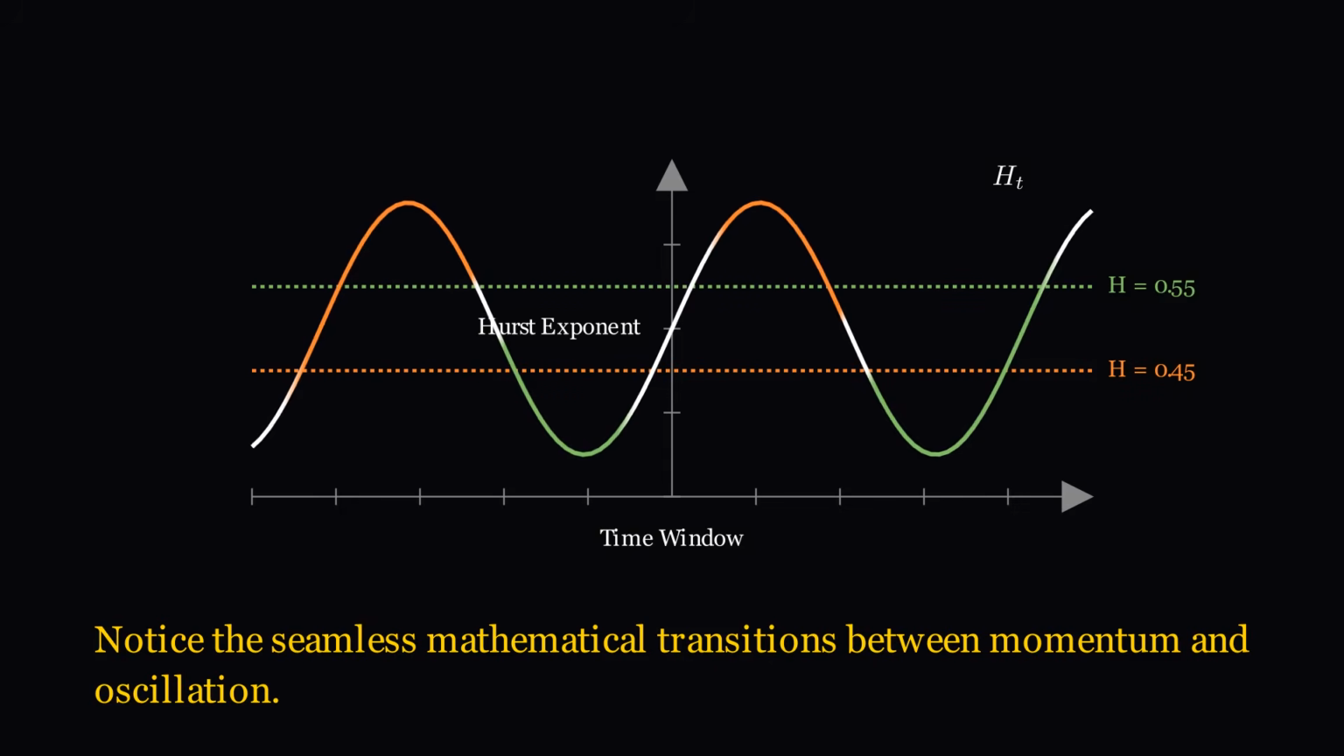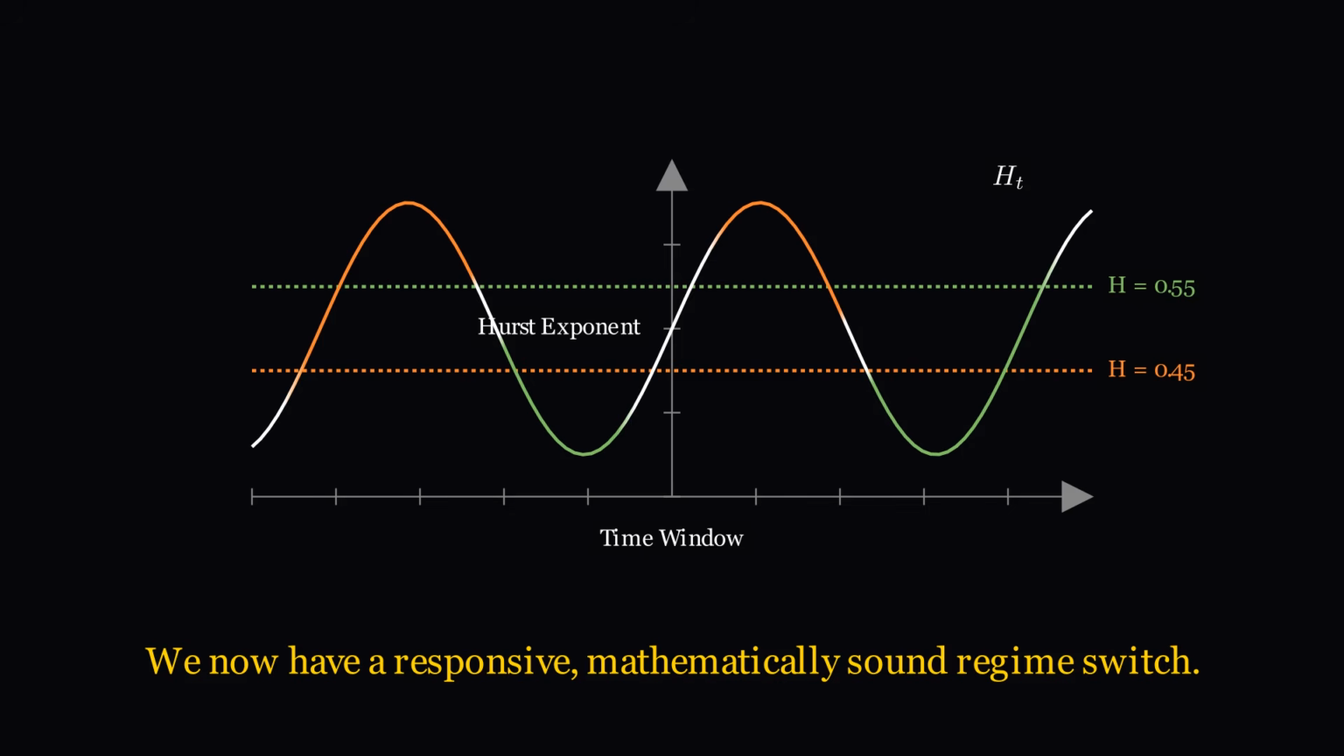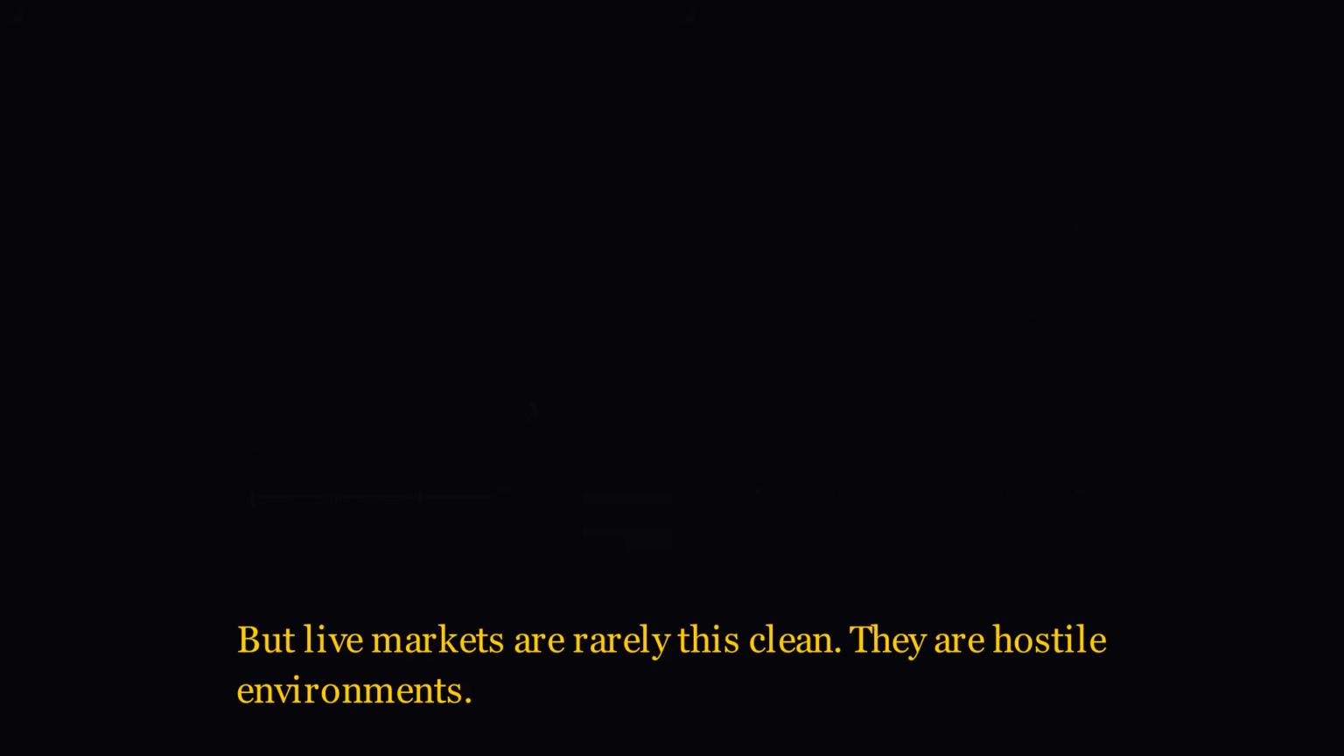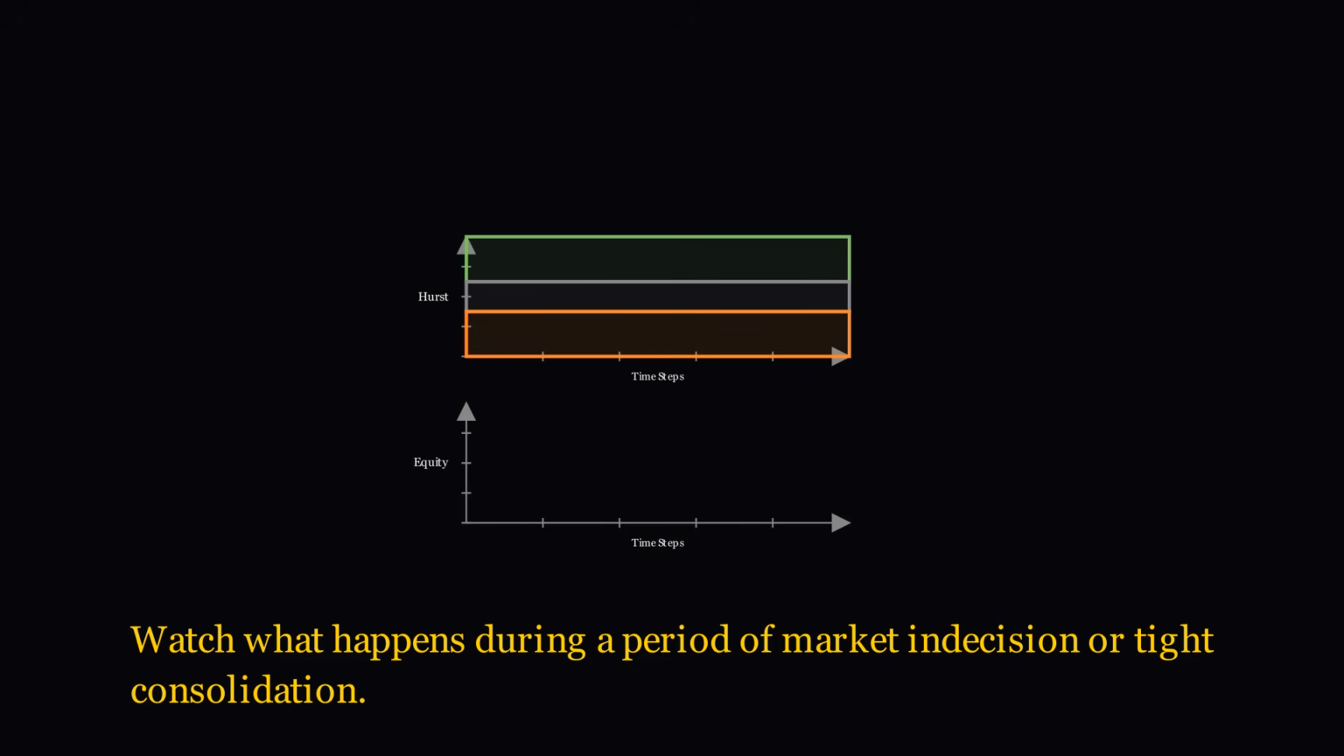Notice the seamless mathematical transitions between momentum and oscillation. We now have a responsive, mathematically sound regime switch. But live markets are rarely this clean. They are hostile environments. Watch what happens during a period of market indecision or tight consolidation.